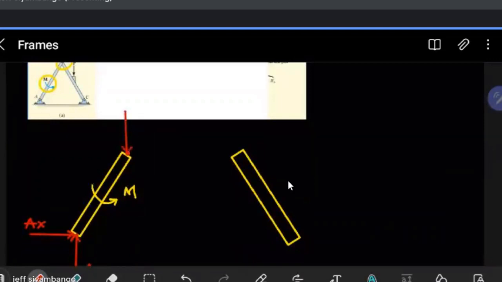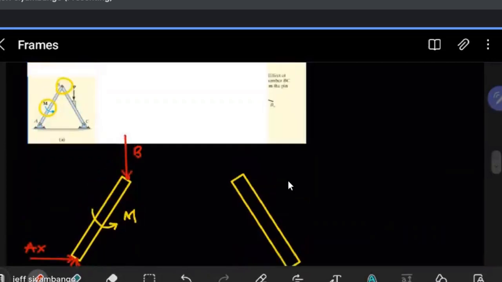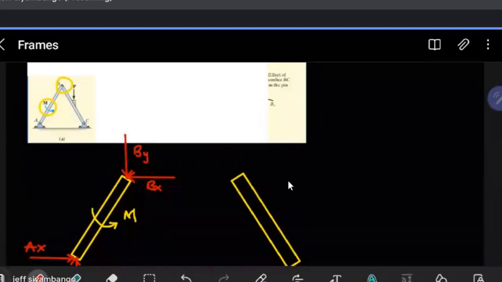Since that is point B, we'll say this is B in Y. And then for this one, we'll guess it to go to the left. B in X. Any questions there? Okay, so that is done.